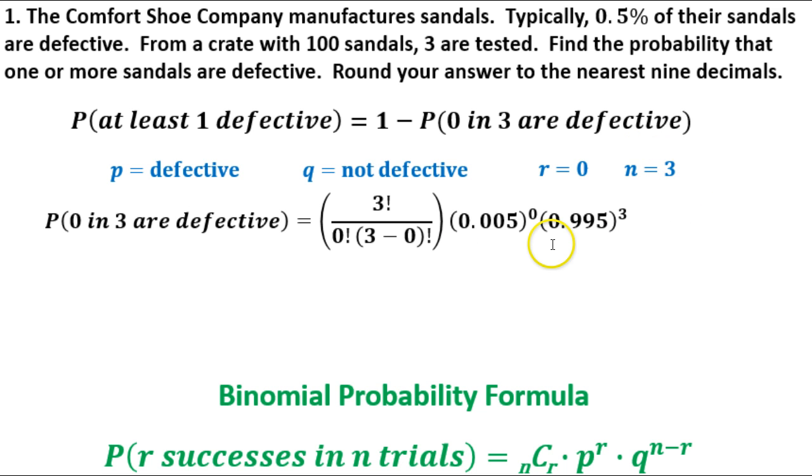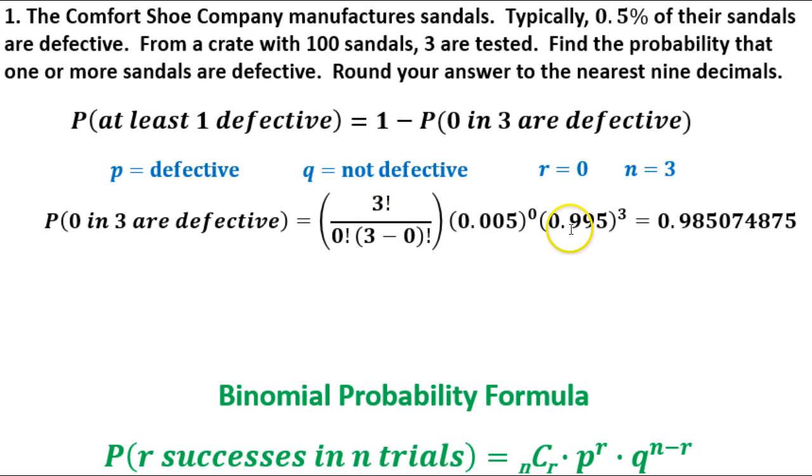Now we're just going to plug this into our calculator, and it'll work out just fine. You find out that this is your answer for the probability that 0 are defective. Now, a shortcut: after you do these for a while, you can start to determine a couple of shortcuts, and one of them is that anything raised to the 0 power is 1. This 3 choose 0 is also 1. 0 factorial is 1, and 3 minus 0 is 3, so we've got 3 factorial over 3 factorial, which is 1.